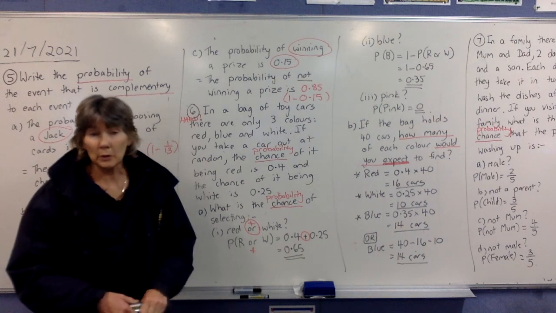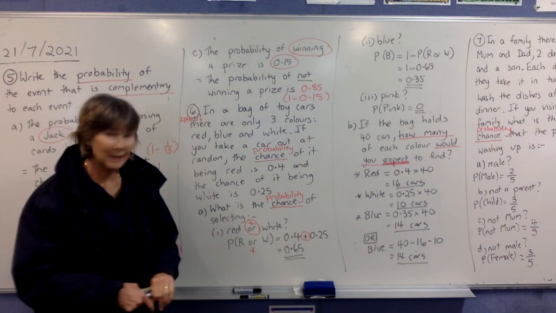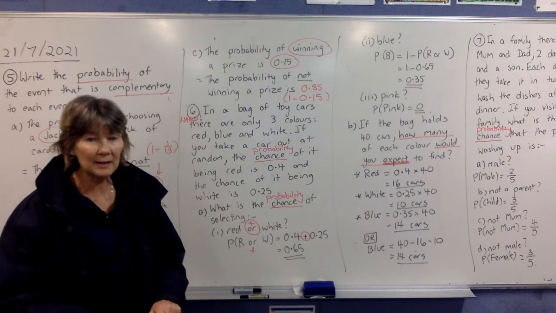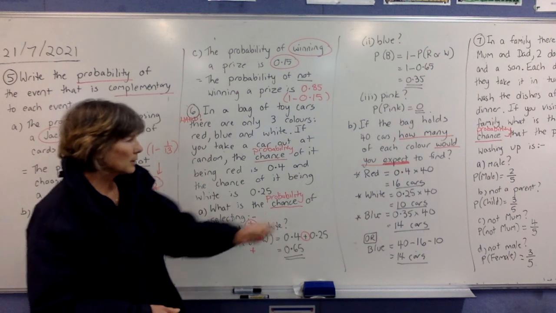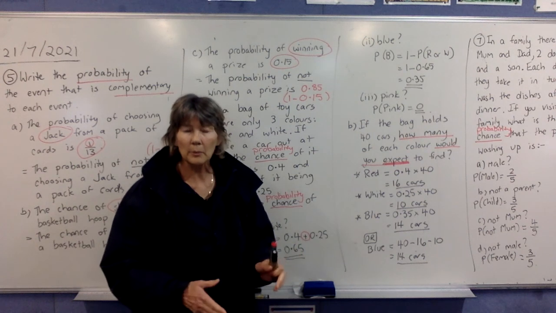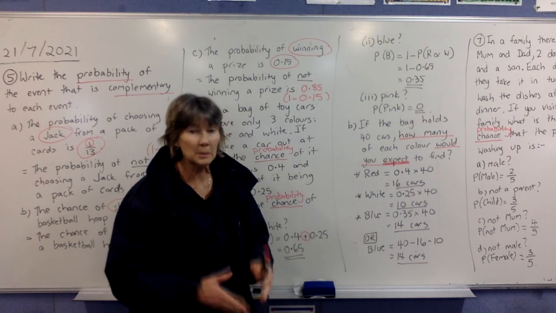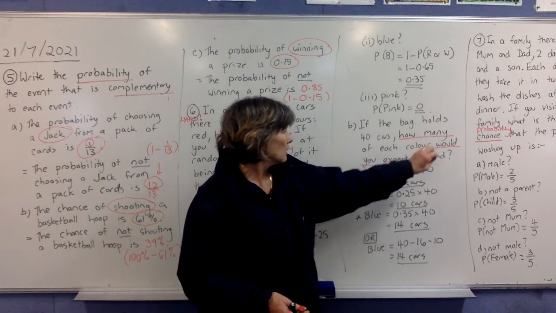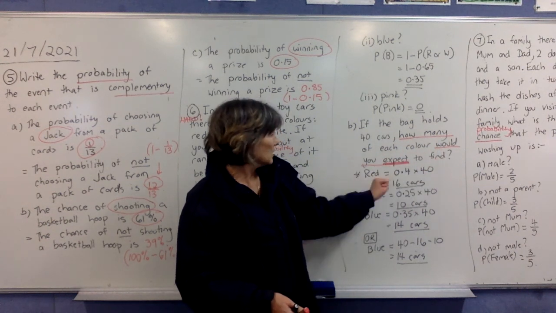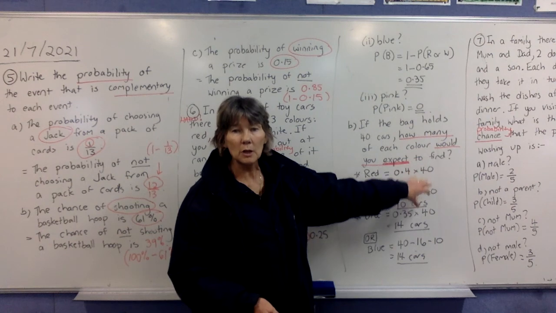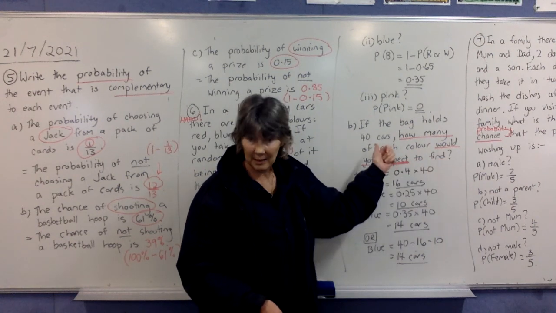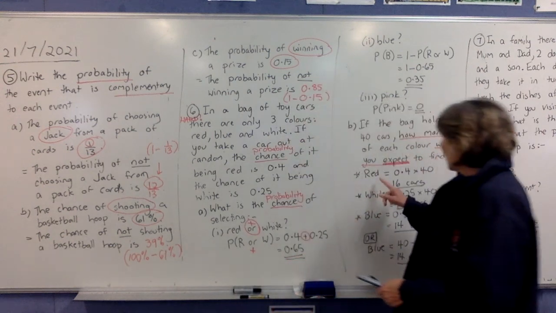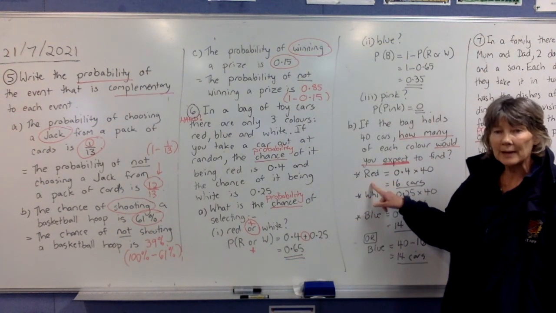All right, the second part of the question. Now they're going to tell you, if the bag holds 40 cars, how many of each colour would you expect to find? So this is one of those expected ones. So remember, with the expected number questions, you're going to do probability times the number of trials. In this case, the probability times the total number of cars. Okay, so we're finding how many red cars there are.